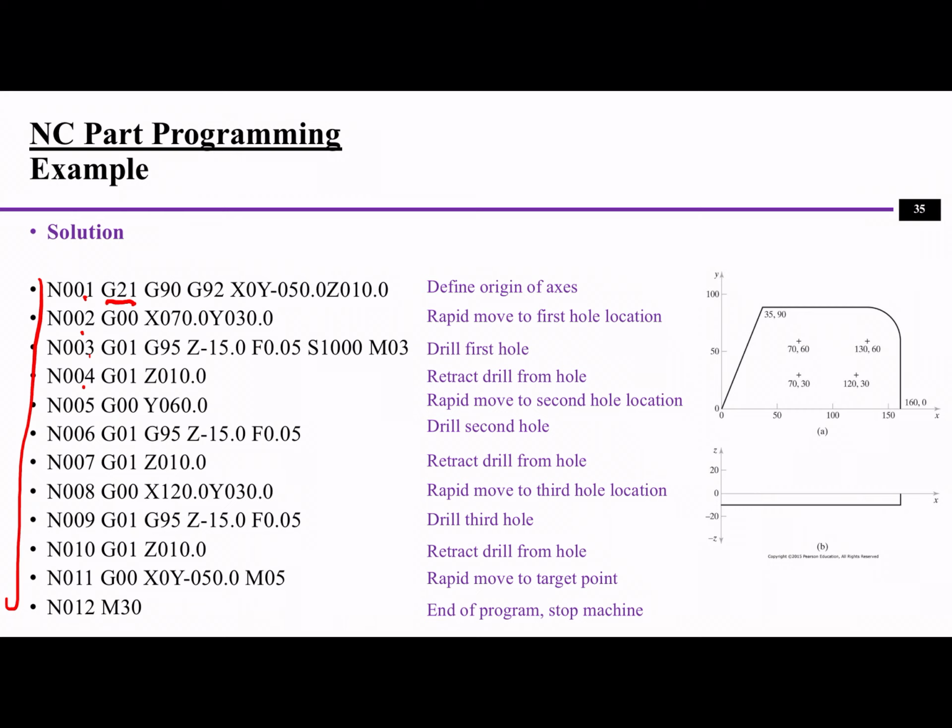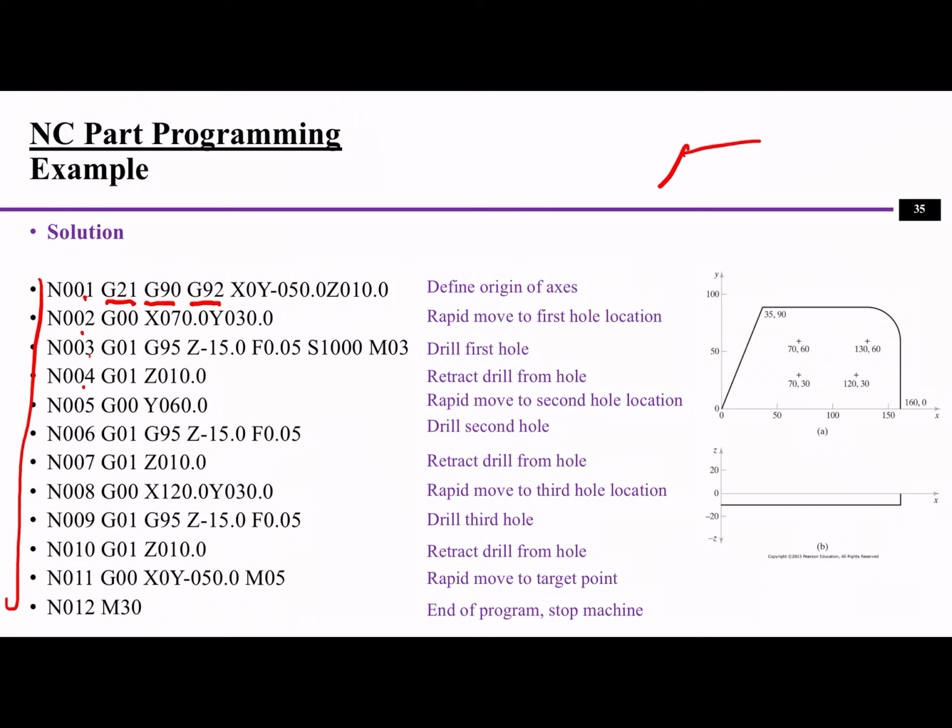And G90 means program in absolute coordinates. Absolute coordinates means we are not using incremental, so you need to tell the machine which coordinate system we are using. And G92 specifies the location of the coordinate of the axis. So G92 means we need to tell the machine where the origin of the coordinate system is. How do we tell that? By telling where the tool is at.